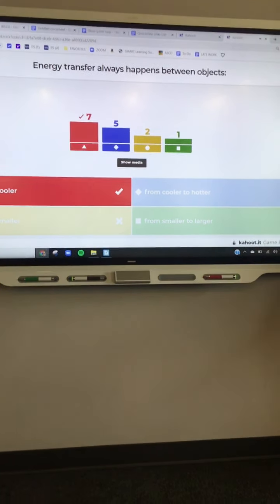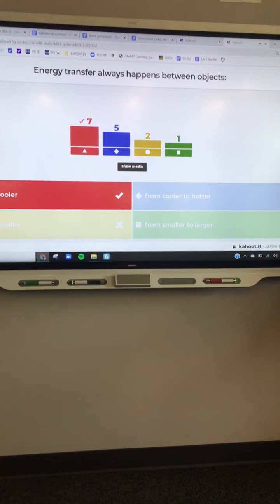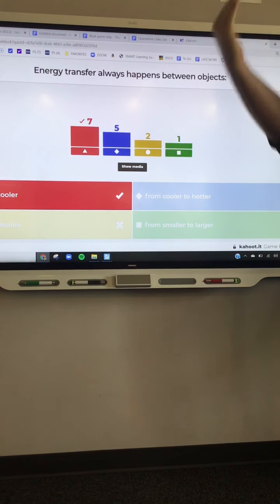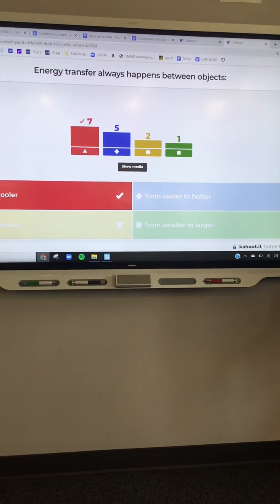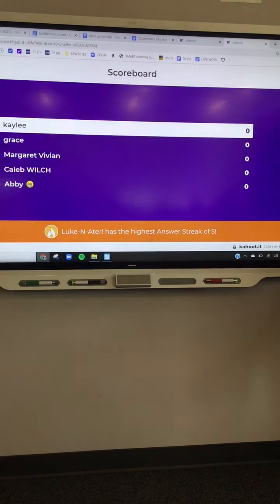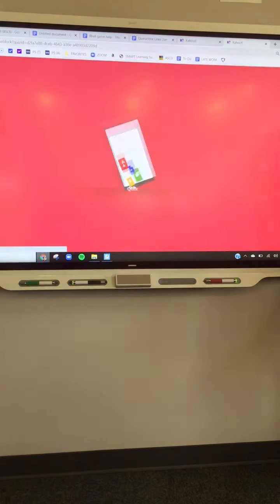Always, always, always. Energy transfers from hotter to colder. So going back to Trey's thing, if I put a cold hand on somebody's neck, really, the energy transfer is from the warmer neck to the colder hand. Mrs. Taylor does that to Mrs. Nelson. That's funny.